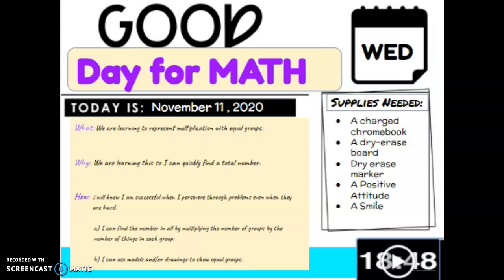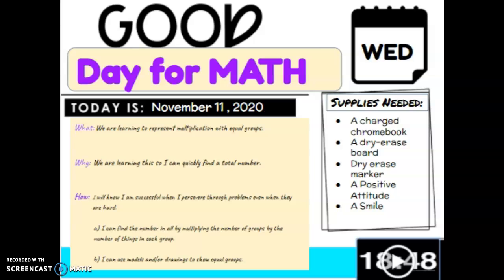Hey everybody, today is Wednesday, November the 11th, and today we celebrate Veterans Day. If you know a veteran, have a veteran in your family, a neighbor, a friend, thank them for their service. It is so appreciated so that we can enjoy the freedoms that we have.